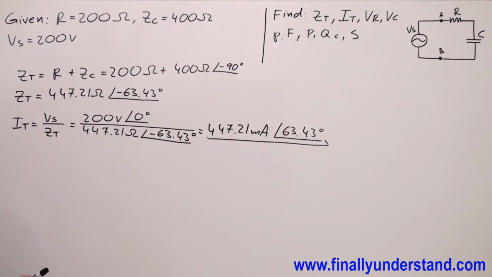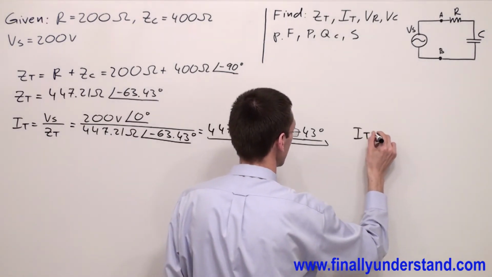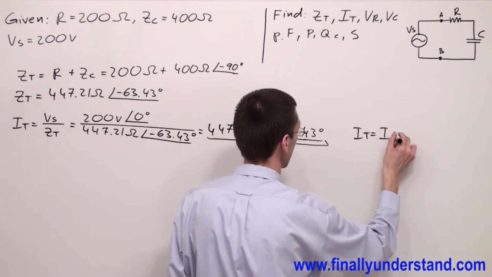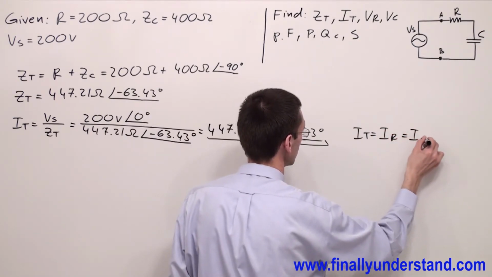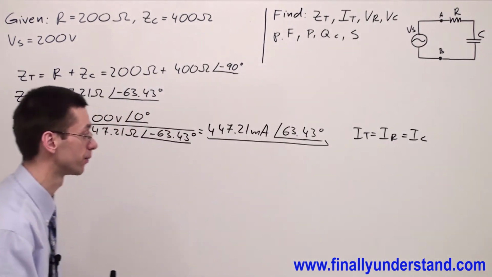You're supposed to realize that I total is also equal to IR and is also equal to IC. Why? Because this is a series circuit.